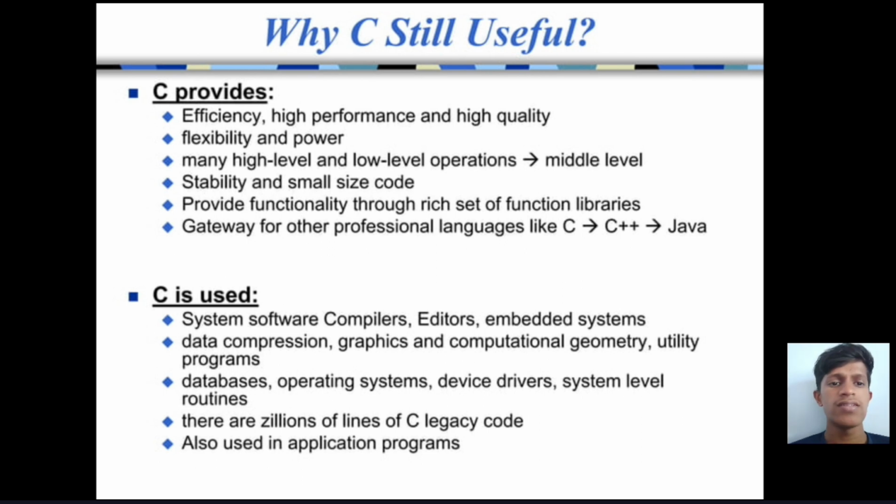Now let us see where C is used. First, system software, compilers, editors and embedded systems. Second, data compression, graphics and computational geometry, utility programs. Third, databases, operating systems, device drivers, system level routines. Fourth, there are zillions of lines of C legacy code. Lastly, it is also used in application programs.